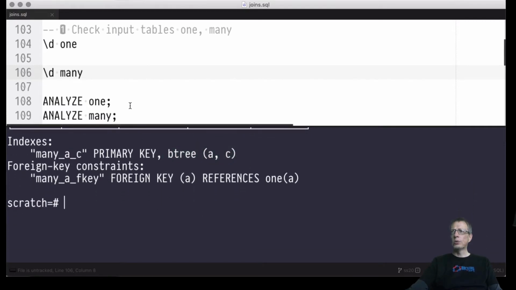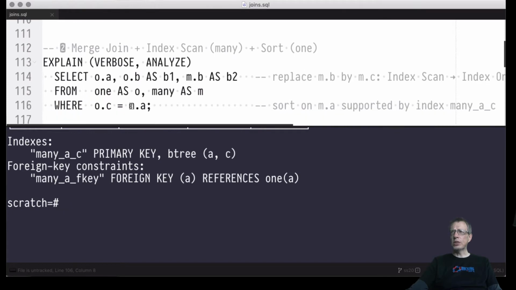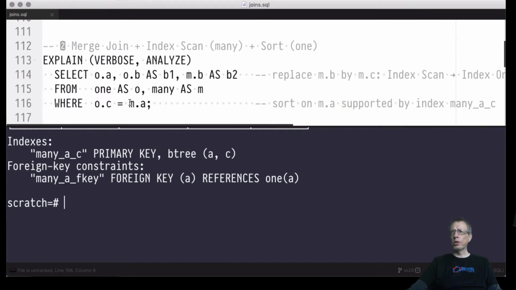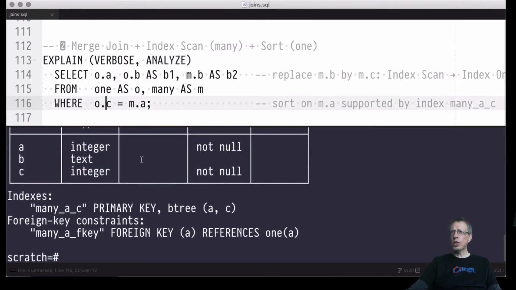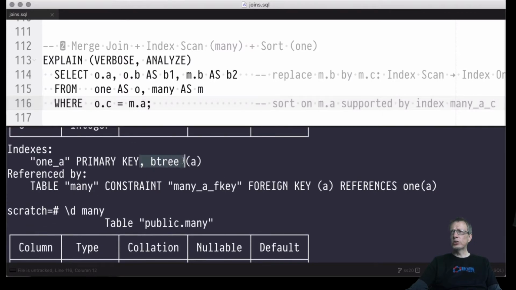Now let's consider equi-joins that could be evaluated using a merge join of these two tables. So the one and many tables will be joined. This is the join condition. Let's look at the join columns real closely here. The one side has a join column of C, and C is not an index supported column in the one table. So there is no index support to establish a C order on the rows of the one table here.